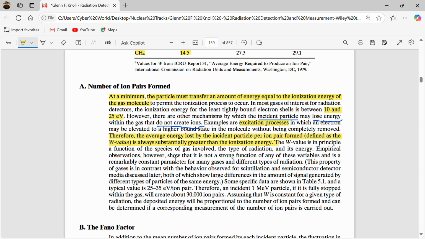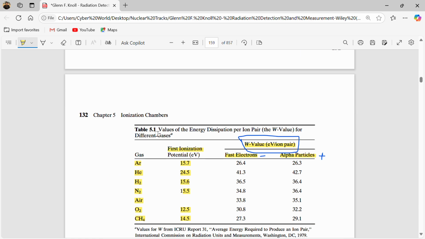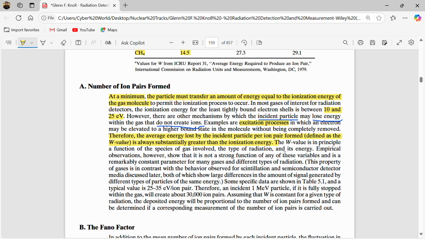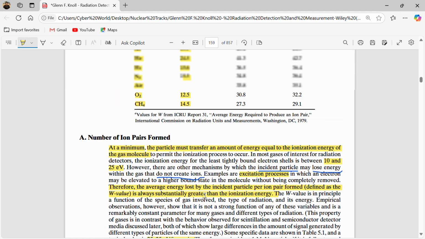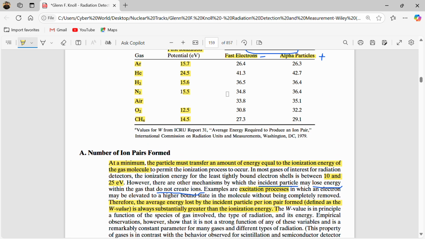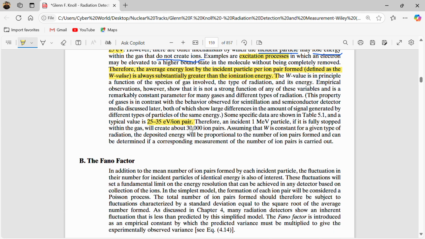Some specific data are shown in table 5.1, which I showed you here. This is table 5.1. The data shows different W values, and a typical value, you can see, is between 25 to 35 electron volts per ion pair. Sorry, the W value is around between 25 to 35. All the W values you can see are between 25 to 35 electron volts.